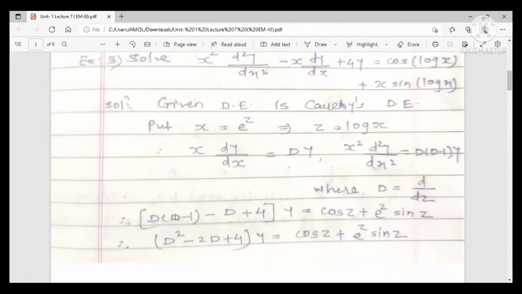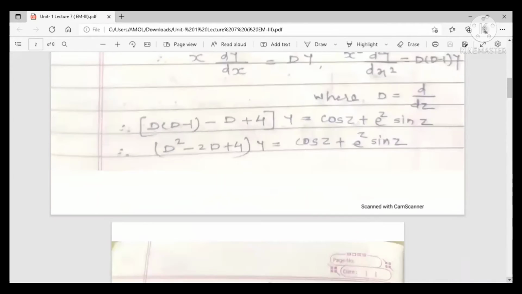And now simplify the bracket term, D into D minus 1 minus D plus 4, as D square minus D minus D plus 4, meaning D square minus 2D plus 4, into y is equal to cos z plus e raised to z into sine z. This is the simplified form. It is nothing but LDE. It is in the form of phi of D into y is equal to f of z. In the RHS, there is a function of z now. In place of x, there is a function of z. So it is nothing but LDE, and you know the solution for LDE now.